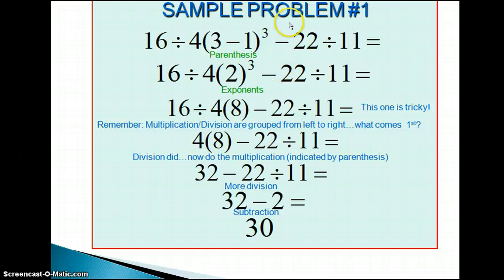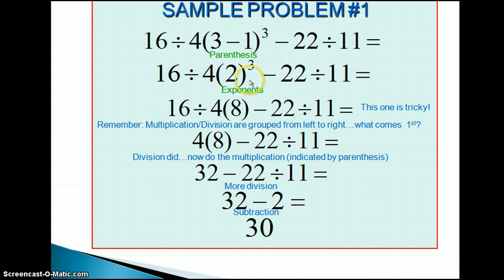Here is a sample problem. Now, as you can see, we have division, we have multiplication, we have subtraction, we have exponents, we have grouping symbols, and it looks like just about everything. So we want to follow the order of operations, so the parentheses would come first. That's this part here. So we would take 3 minus 1 and get 2. Now we leave the parentheses in here because this 2 is to an exponent power, to the third here.